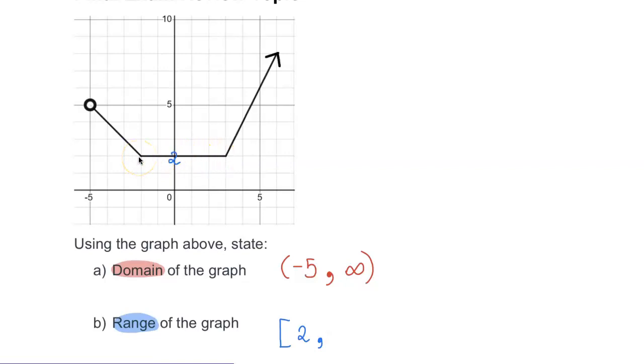Now, how high does it go up? If you follow the graph to the left, it looks like it stops at 5, but if you look at the right branch, the right arm, you see it's sticking up forever, right? So that graph is going up forever to the right. So we're going to say the range is from 2 to infinity, but you must have a bracket in front of 2 and a parenthesis after the positive infinity.